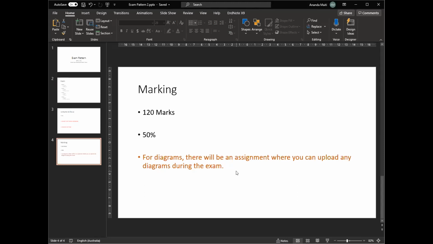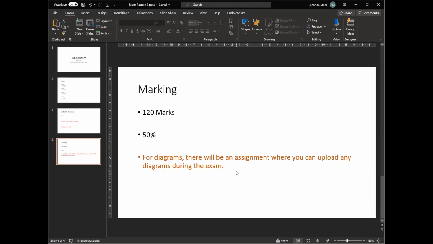So yeah, that's just to make sure that, just in case you cannot upload it in your browser because it has some problem or anything like that, you have another way to upload the diagram specifically.